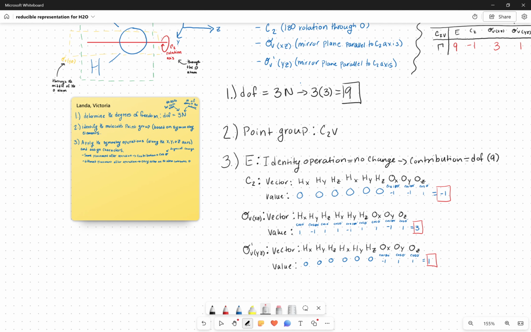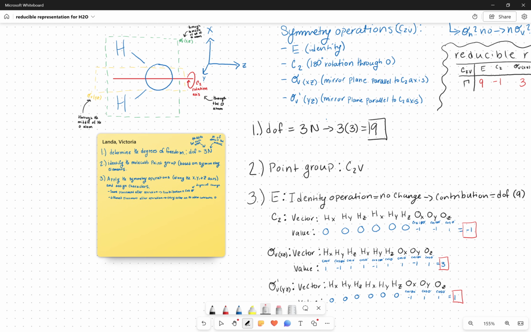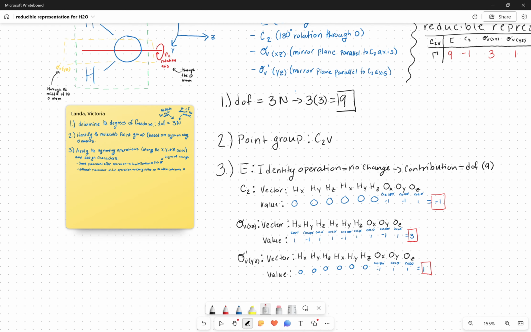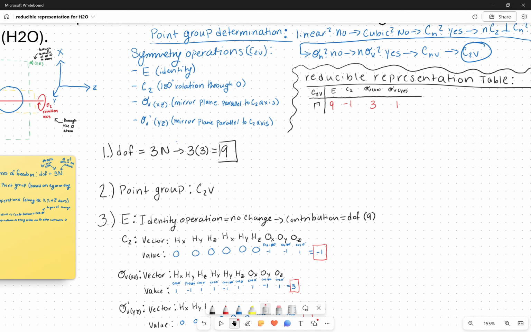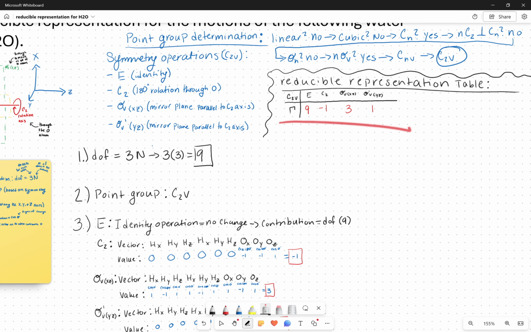You can do the same thing for the YZ mirror plane and see that both H atoms will move to new positions with this reflection, and so they will contribute 0. The x-axis, however, does reflect, so it will contribute cosine of 180 and get an overall value of 1. We can then plug those in, and we get our overall reducible representation table.